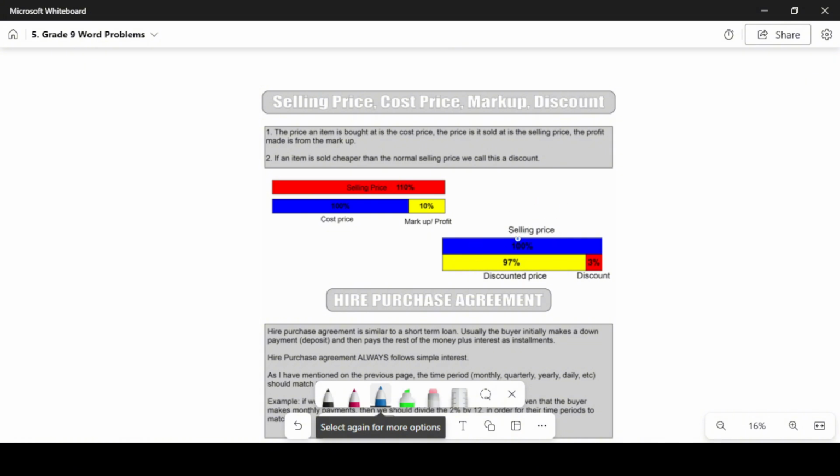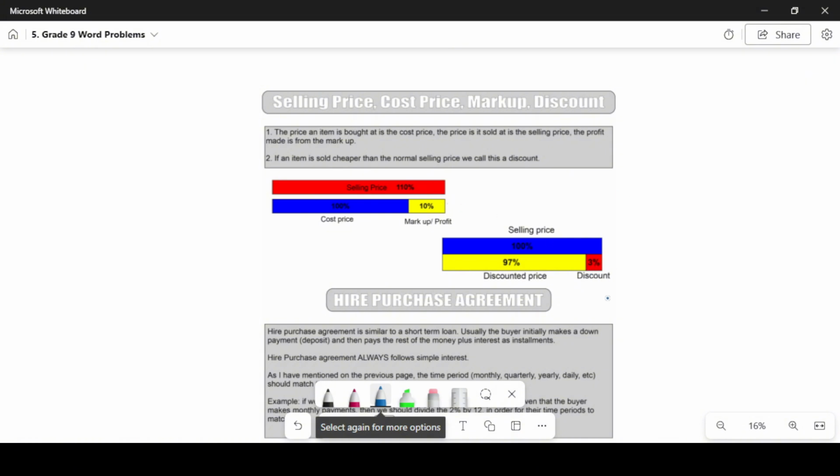Here, when you're talking in terms of discounts, we only consider the selling price. The selling price represents 100%. Then you have your discount. Your discount is basically whatever rate is less than the selling price. If you're selling it at a 3% discount, the discount rate will be 3%.